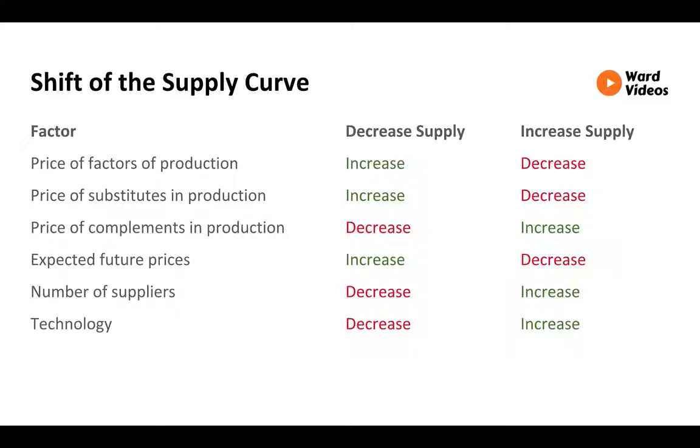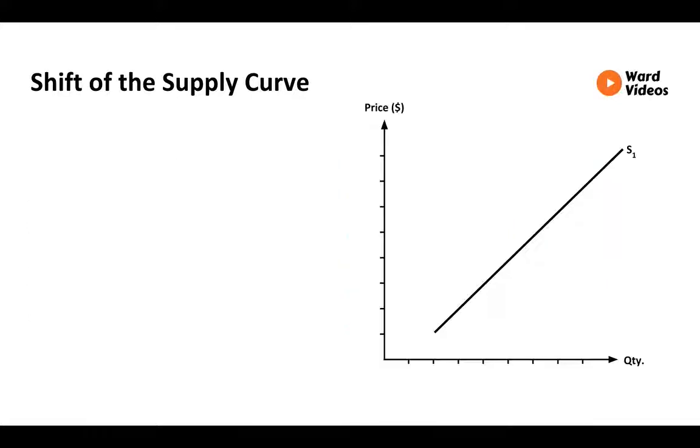And finally, technology, machinery, etc. If in the rare event technology goes backwards, then supply decreases. But if there is an increase in technology, e.g. more efficient machinery, then supply increases.